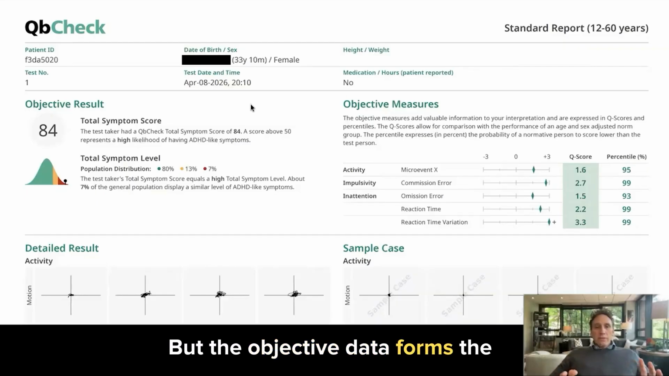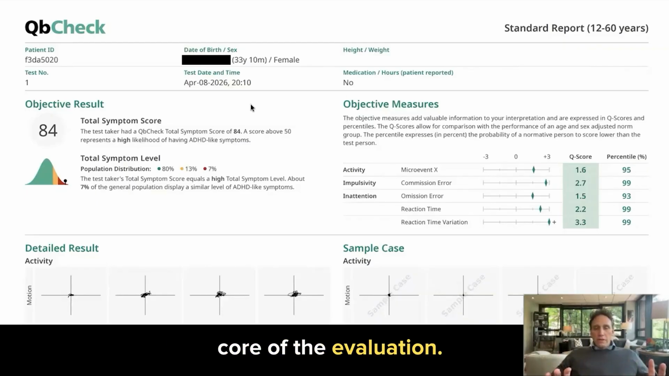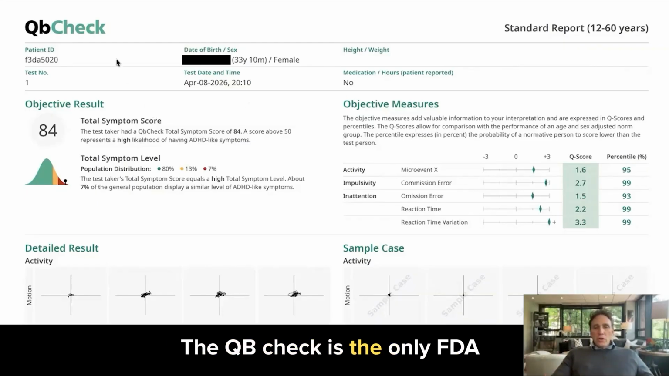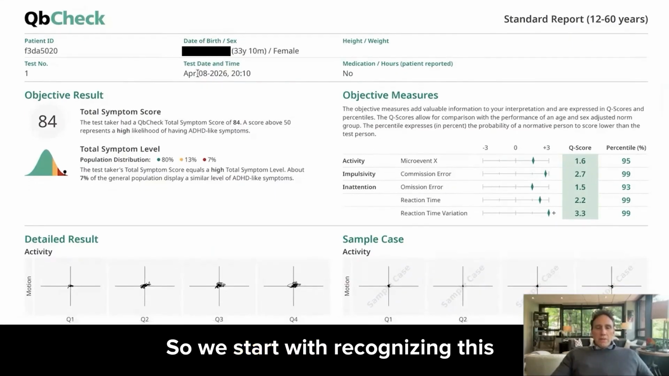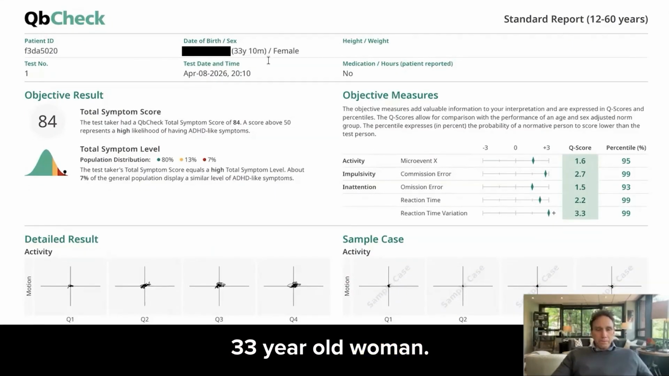But the objective data forms the core of the evaluation. The QbCheck is the only FDA-cleared device explicitly designed to measure hyperactivity, impulsivity, and inattention all at the same time. So it is the gold standard for ADHD evaluation, and I believe the most reliable and valid tool on the market today. So we start with recognizing this report is for somebody who's a 33-year-old woman. She was referred by her primary care physician.